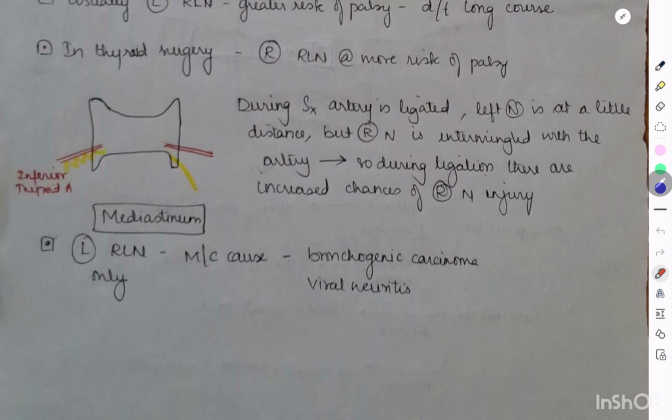Again, if you see any mediastinal pathology, you will find that left recurrent laryngeal nerve palsy is more common, for example in bronchogenic carcinoma and viral neuritis. Why the left recurrent laryngeal nerve? Because in the mediastinum, the left recurrent laryngeal nerve winds around the arch of aorta. So if there is a mediastinal problem, the nerve that is affected is the left recurrent laryngeal nerve. So this was about the causes.